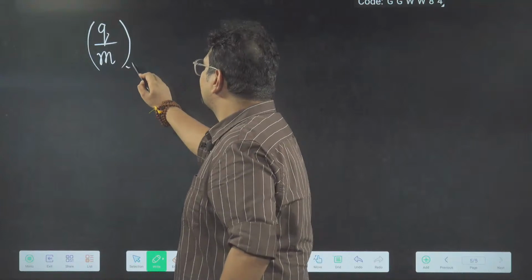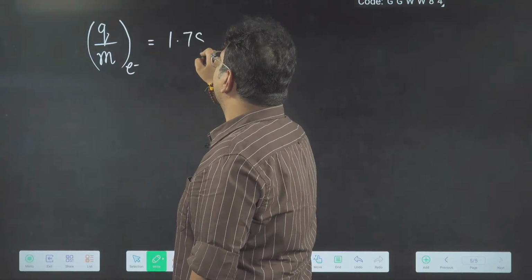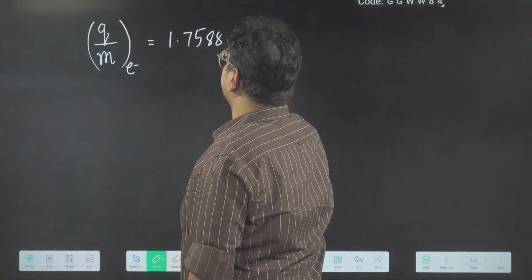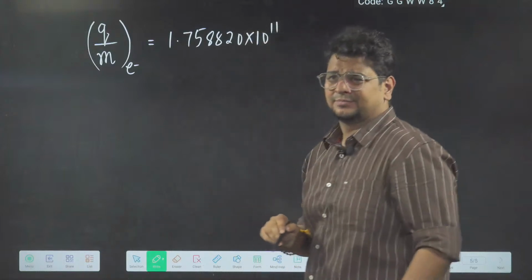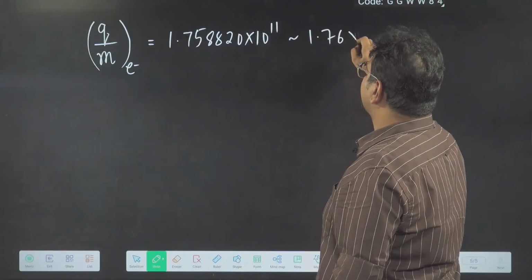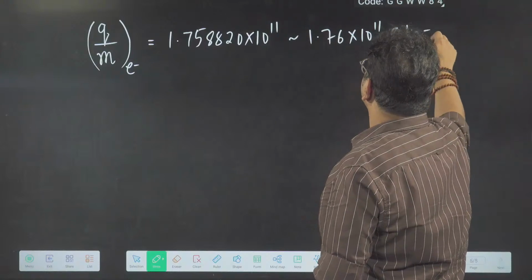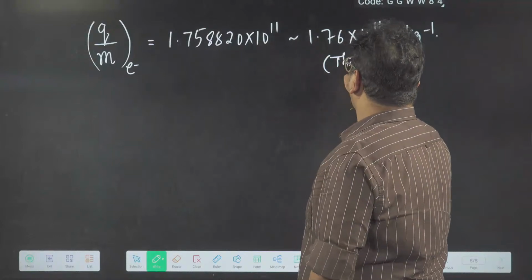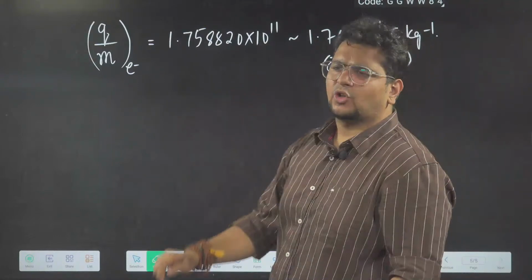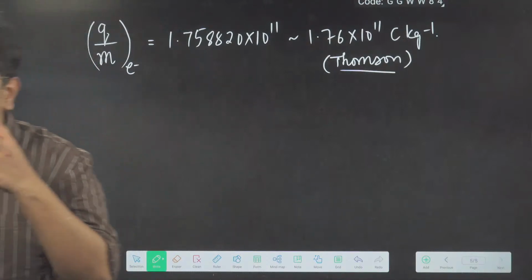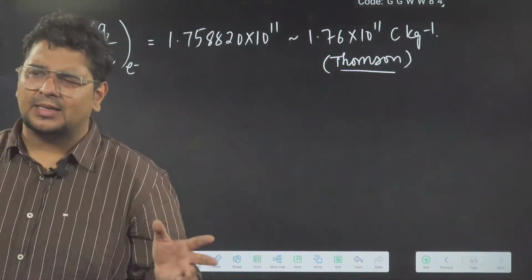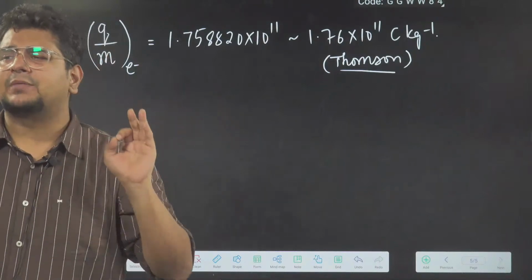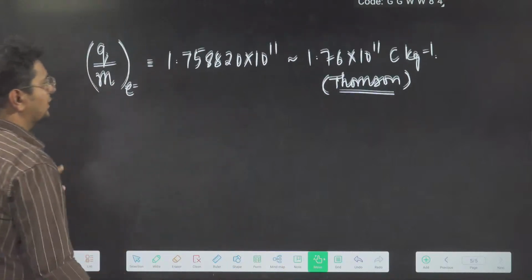So the specific charge of the electron was found as 1.758820 into 10 to the power 11, approximately 1.76 into 10 power 11 coulomb per kg. This specific charge of the electron was found by J.J. Thomson. He measured the deflection in electric field and magnetic field, did some experiments which are none of our concern. That much is not given in NCERT. Only this is given, that the specific charge was found by Thomson, and this was the value.